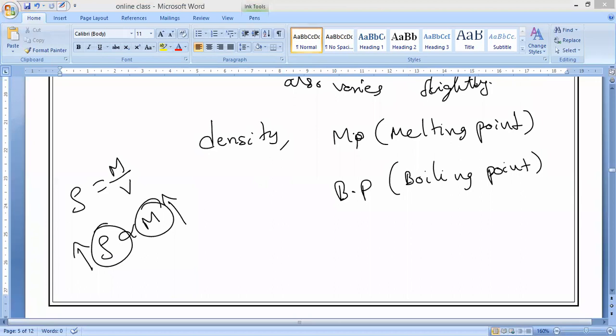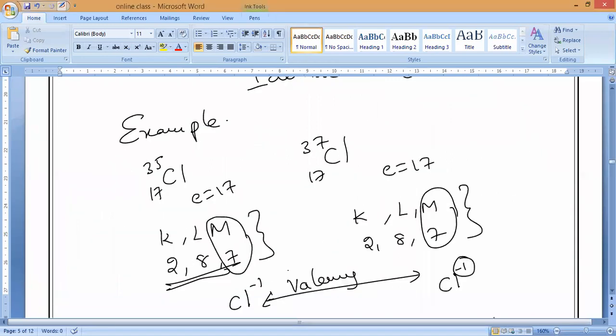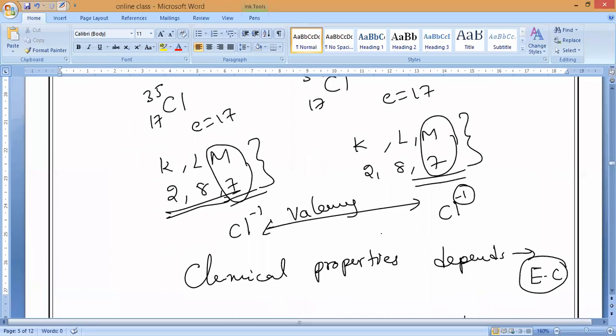So chemical properties of isotopes are the same because of the same electronic configuration. This much detail nobody used to discuss; in our book there may be a single line: chemical properties of isotopes are the same, physical properties are not the same. Why are chemical properties the same? Even though they have different atomic mass, the electronic configuration is the same, so the number of valence electrons is the same, so the number of donating, receiving or sharing electrons is the same. So chemical properties depend only on electronic configuration.